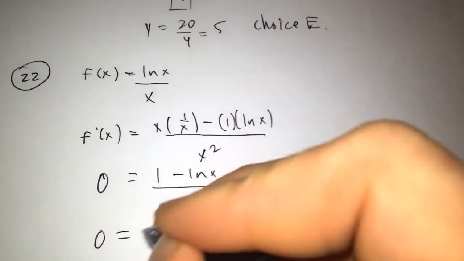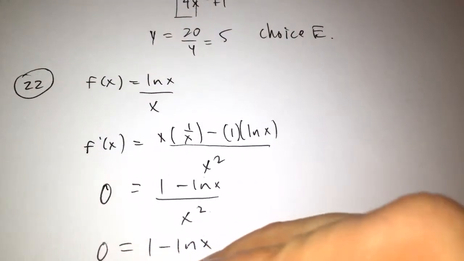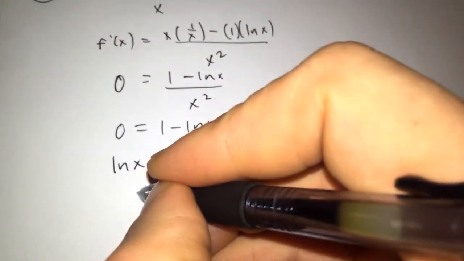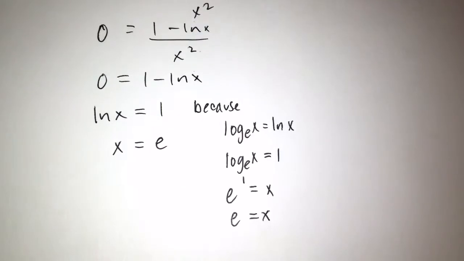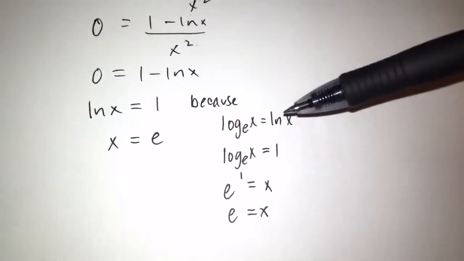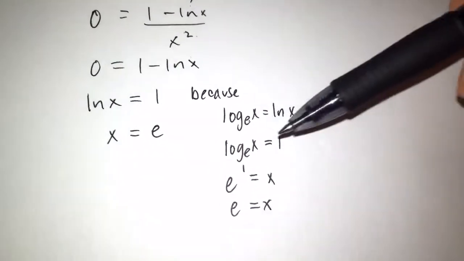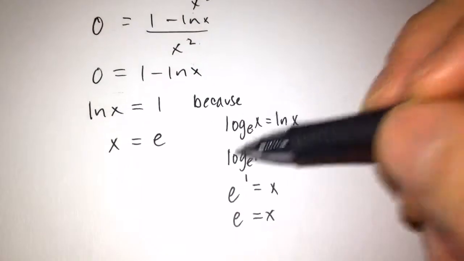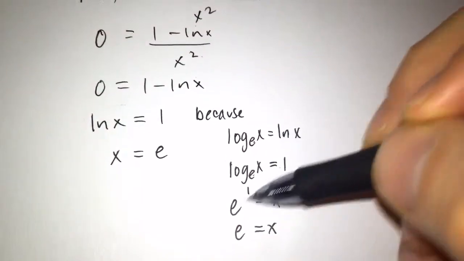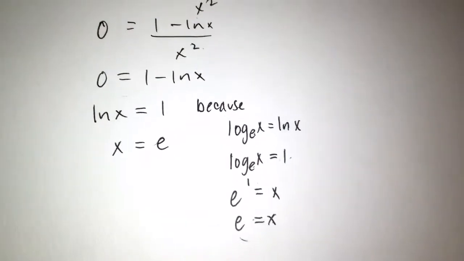Cross multiply, you essentially get 1 minus ln x. So solving for that, I get ln x equals 1. Where does ln x equal 1? x equals e. Remember, that's because log base e of x is the same as ln x. So since log base e of x is equal to 1, I rewrote it in exponential form: e to the first equals x, therefore x equals e. That's how I got that.